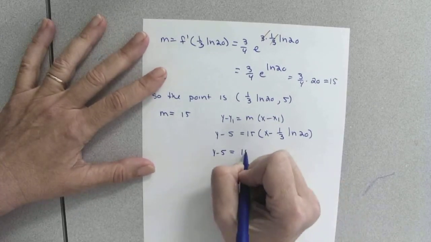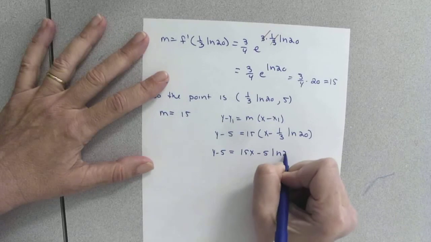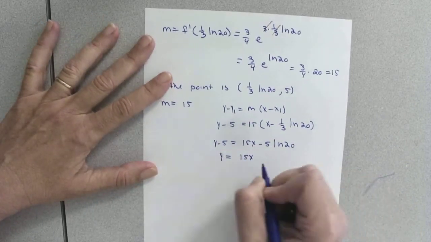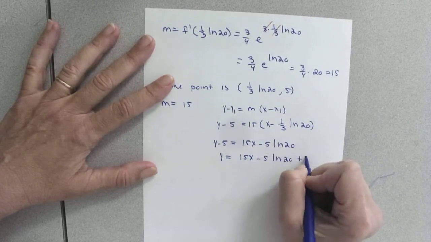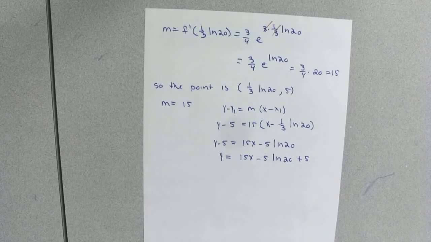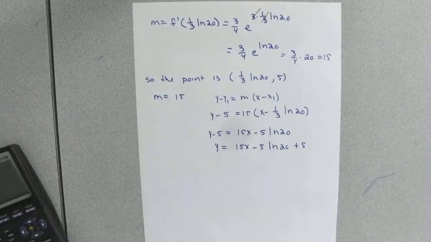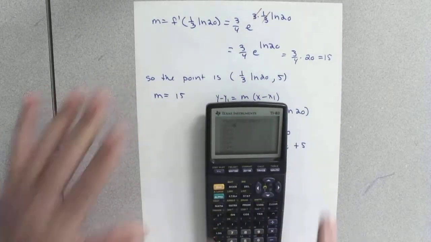So y minus 5 equals 15x minus 5 natural log of 20. And so y equals 15x minus 5 natural log of 20 plus 5. And there's the exact answer. And as I've said frequently, don't give me decimals unless I give you decimals. So we're going to check this, and we're just going to really hope for the best.